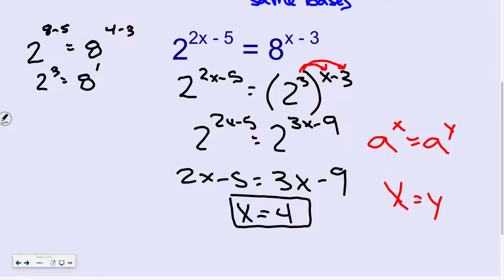Any questions on the one-to-one property? Okay, always be thoughtful. Don't just jump the gun. Just double check. I rewrote something, but I didn't change what it was. It's still equal to the same value. 2 cubed is still 8.